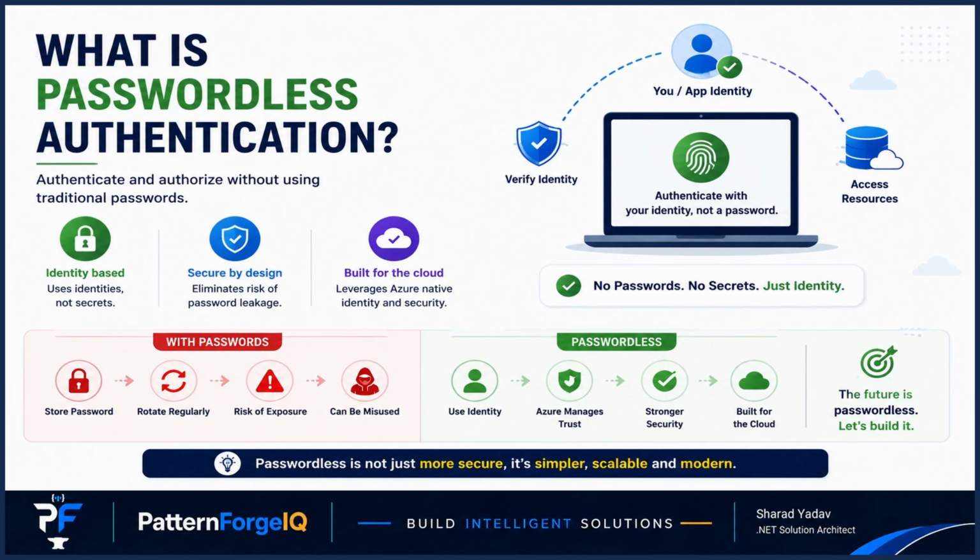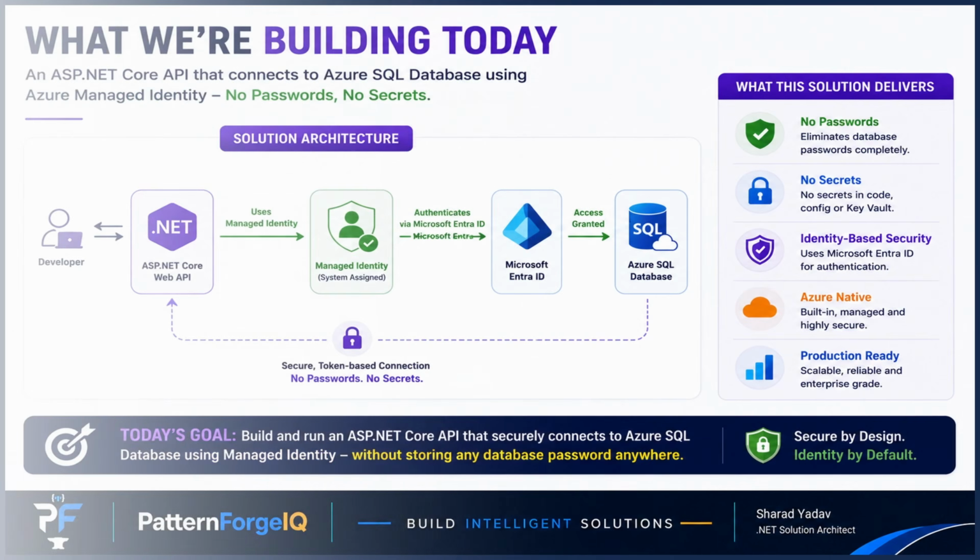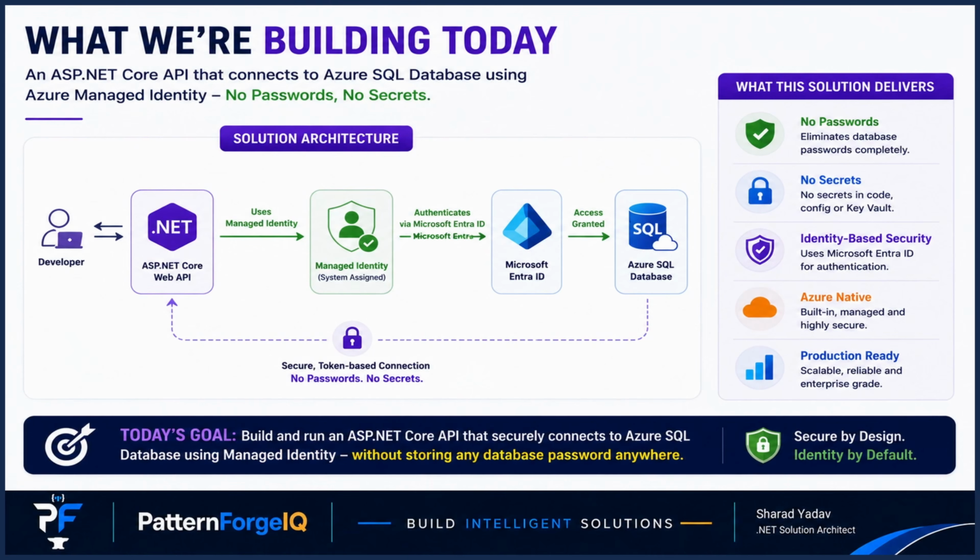Now that the concept is clear, let's see exactly what we are going to build. Our .NET application will run in Azure App Service. The app service will have a managed identity. This identity will authenticate through Microsoft Entra ID, and we will authorize it to access our Azure SQL database. There will be no database username or password in this application. Now let's turn this architecture into a working solution.